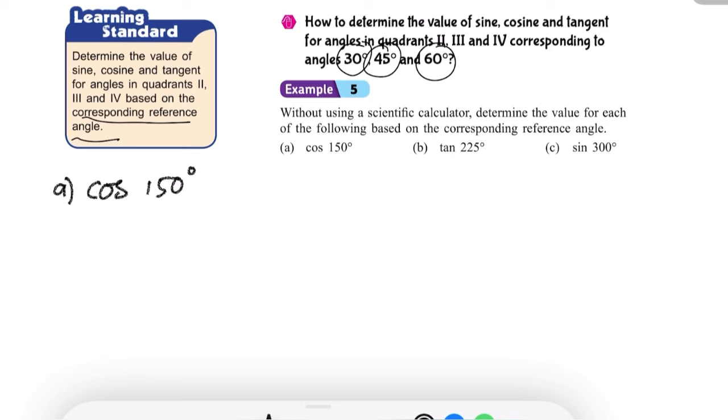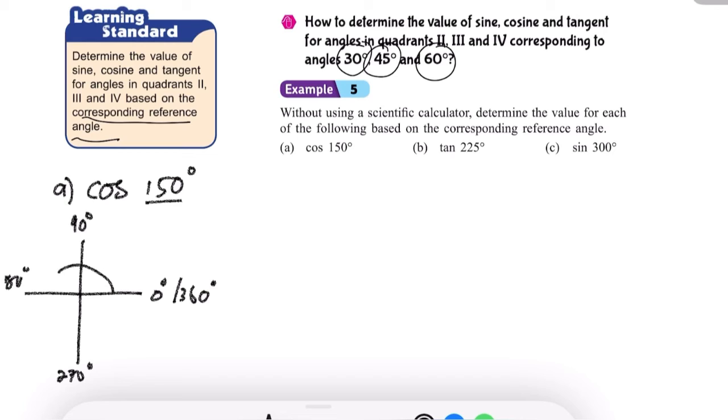Okay, so first and foremost, as usual, we draw the quadrant: 0 degree, 90 degree, 180 degree, 270 and 360 degree. And then we decide 150 degree is going to be here, more than 90 degree, less than 180. Next we decide the corresponding reference angle is here.